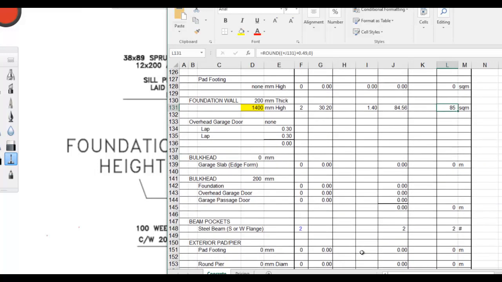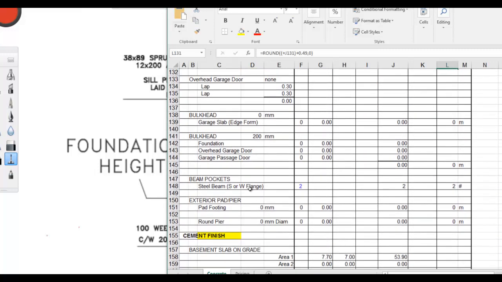Well, of course we have two beams also, and you can see two beams, and they're steel beams, they are not concrete.